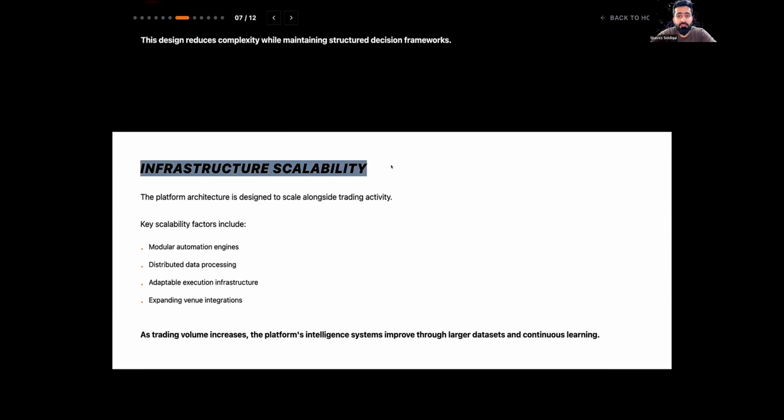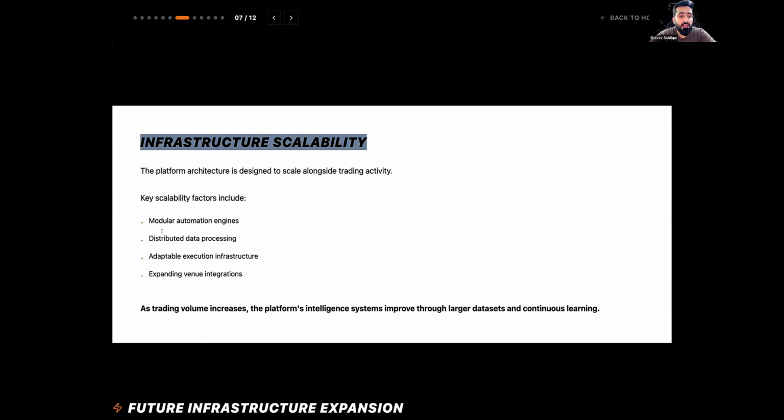Then comes the biggest challenge that we have faced in the industry, that is the scalability of the product. The platform architecture is designed to scale alongside trading activity. Key scalable factors include modular automation engine, distributed data processing, adaptable execution infrastructure, and expanding venue integrations. As trading volume increases, the platform's intelligence systems improve through larger datasets and continuous learning.